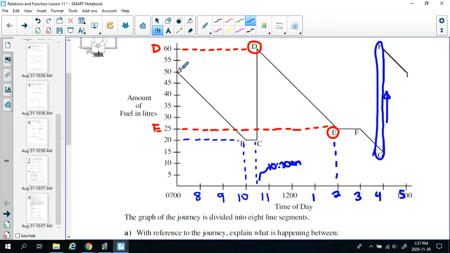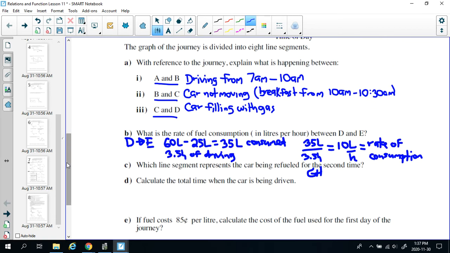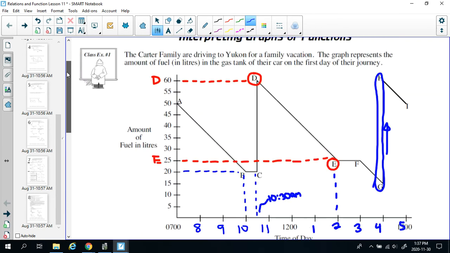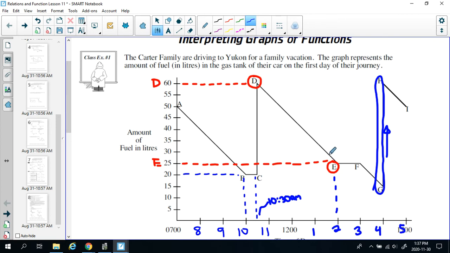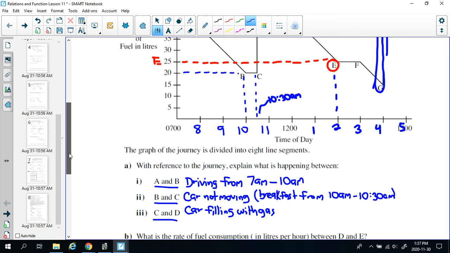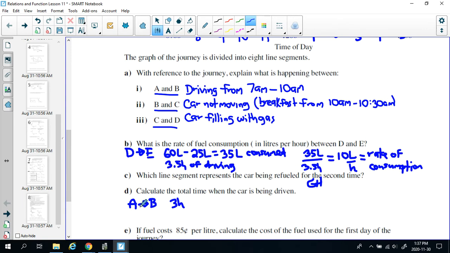So let's identify all the line segments where driving was occurring. Driving occurred from point A to point B, which I think was 3 hours of driving. Let's go back up here. When else are we driving? We're driving from D to E, and D to E was 3.5 hours of driving.